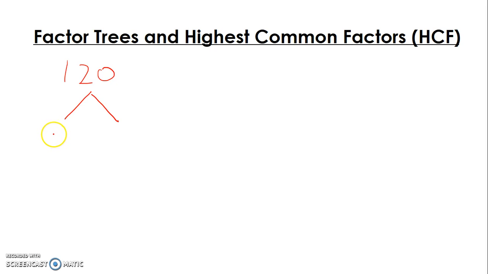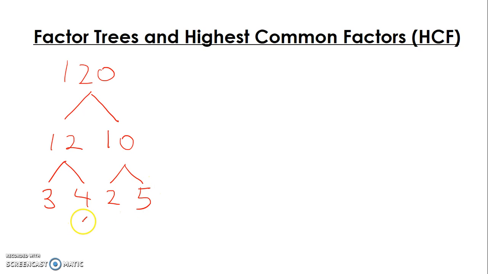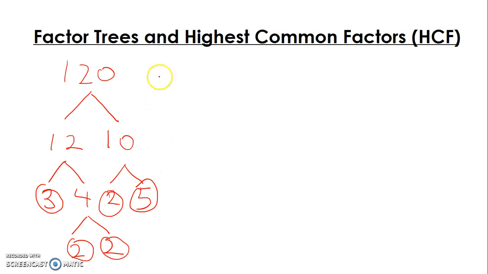120, what can it be divided by? 12 and 10, because 120 has a 0. 12 breaks down into 3 and 4, and 10 breaks down into 2 and 5. And in turn, 4 breaks down into 2 and 2. And obviously, all these are multiplication without saying. Now, circle all the numbers below where there is nothing below it. So 120 would equal 3 times 2 times 2 times 2 times 5.